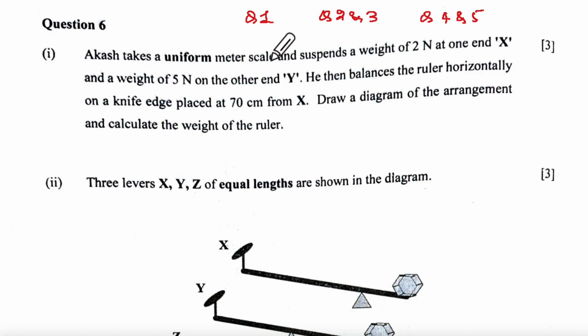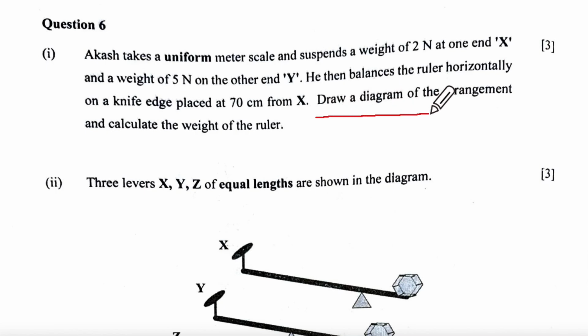Akash takes a uniform meter ruler and suspends a weight of 2 Newton at the end X and the weight of 5 Newton on the other end Y. And he then balances the ruler horizontally on a knife edge placed 70 centimeters from X. Draw the diagram of the arrangement.